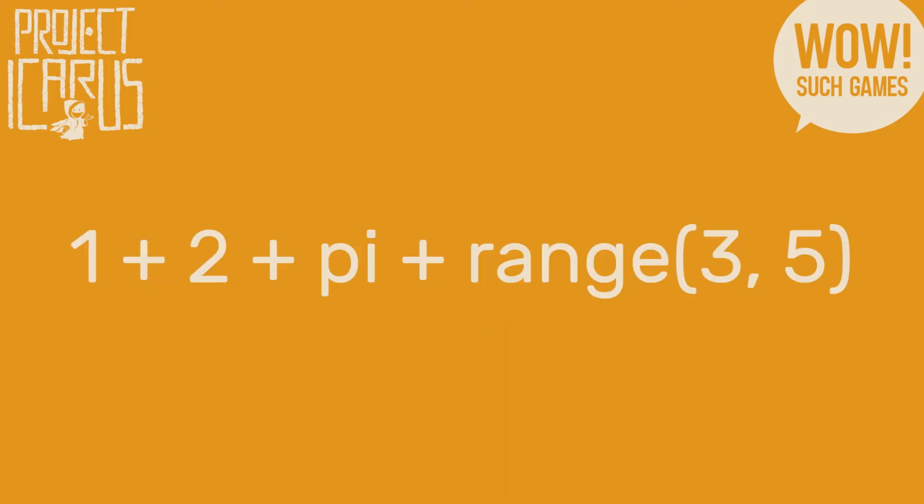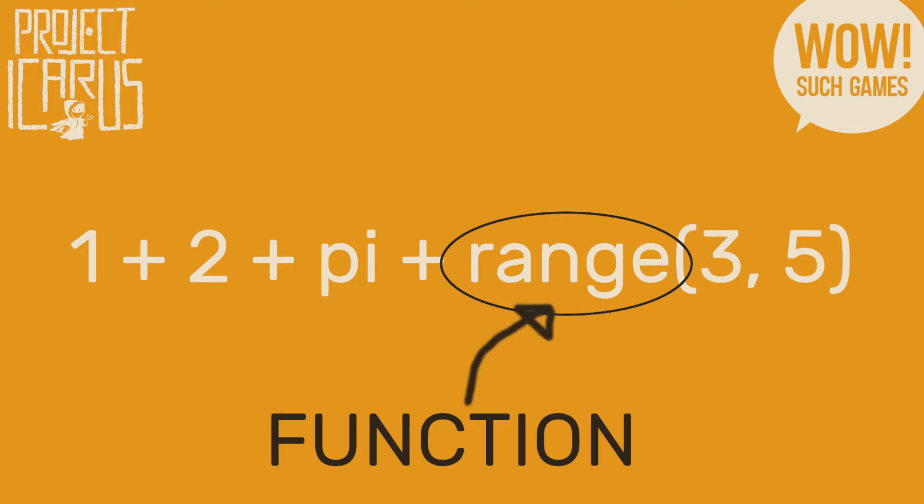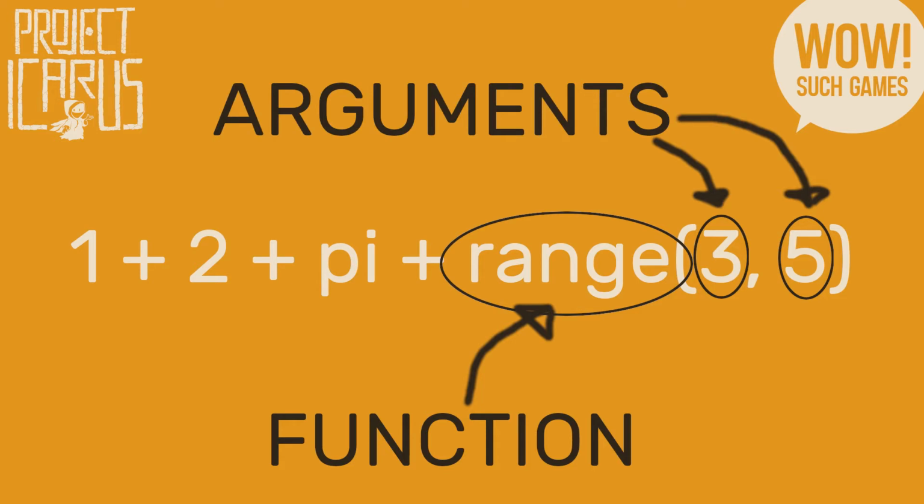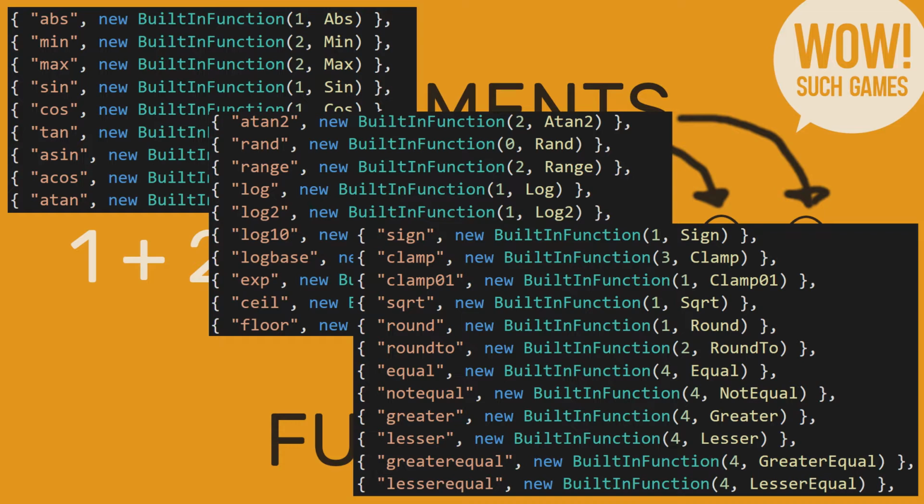We can further expand the complexity of our expression by adding a function. Functions are special types of tokens that usually require arguments and always return a value. This particular function returns a random value between 2 numbers. The system includes more than 30 built-in functions. We can also extend the expression system to include custom functions, but we'll get to that later as well.